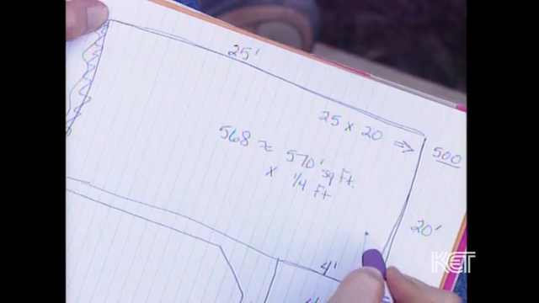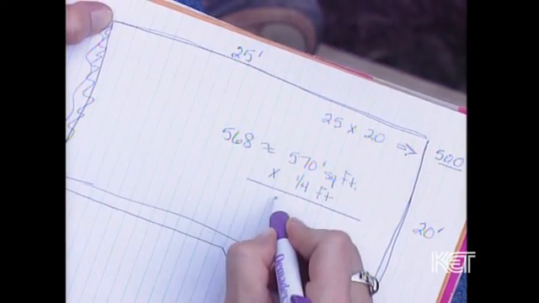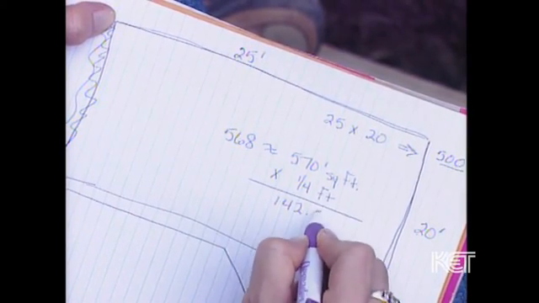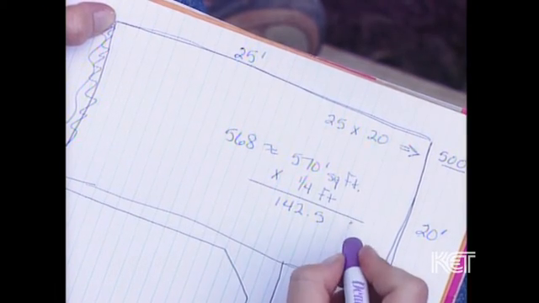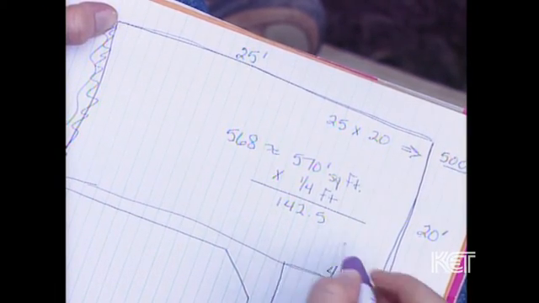So if you remember, our calculation for the square footage came up to be 570 square feet. All we have to do is multiply that by the 3 inches, which is 1/4 foot, and you come up with 142.5. So we round up to 145 cubic feet.